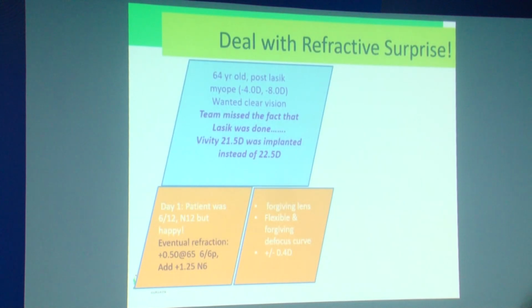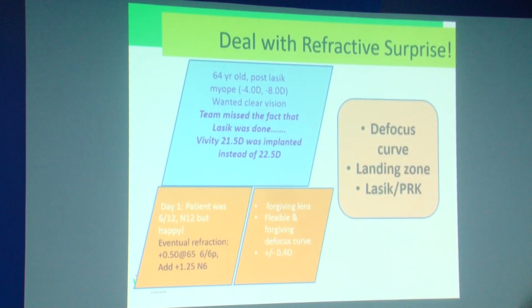But her eventual refraction, and I waited for the other eye for a bit, she actually was plus 0.5 cylinder, 6/6, and quite happy to use a plus 1.25 add. So this is a forgiving lens with a good defocus curve. I mean, there's a good landing zone. So you should know for each lens which has a better landing zone.